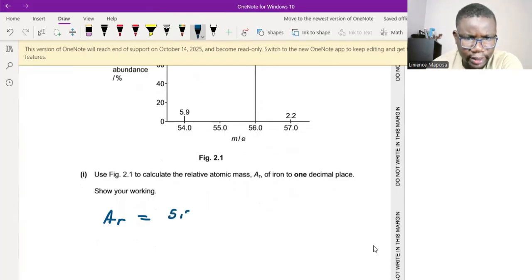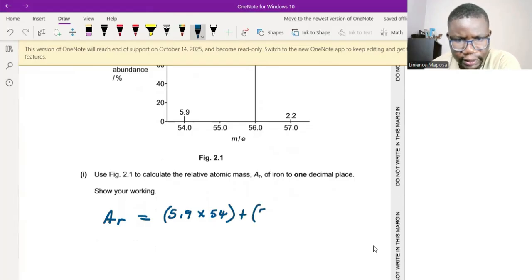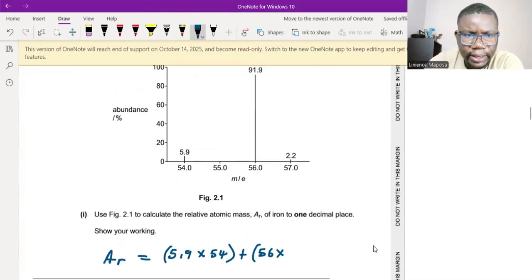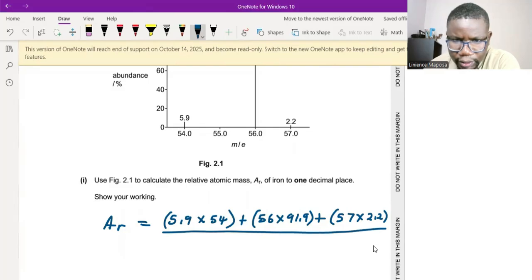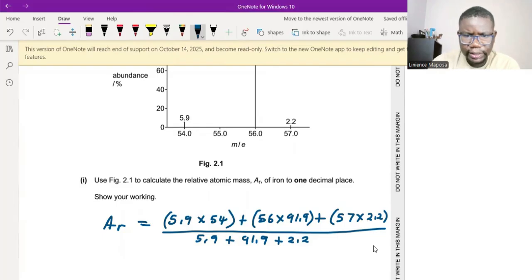So this is going to be 5.9 times 54.0, but I'm not going to put the 0.0, plus 56 multiplied by, what is the abundance there? That's 91.9. Okay, 91.9 plus 57 multiplied by 2.2. And all this divided by, you've got to add the abundances. So if you add those abundances, the 5.9 plus the 91.9 plus the 2.2. And I'm sure that pretty much should give us 100%.